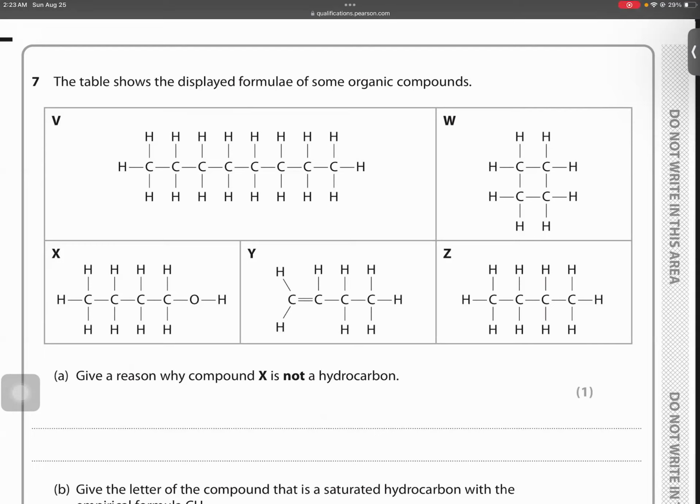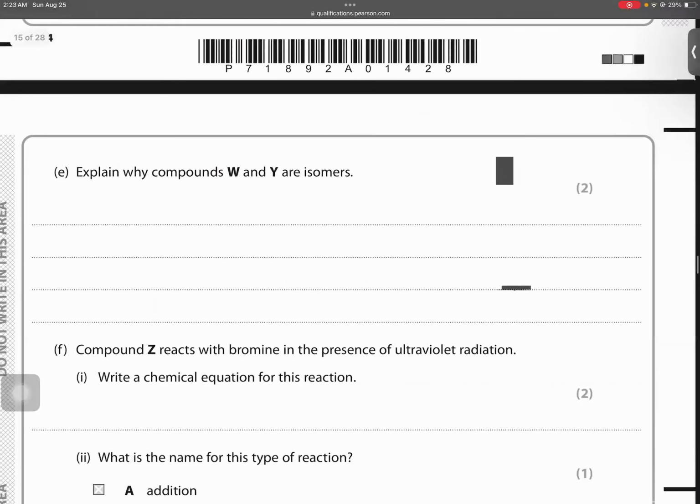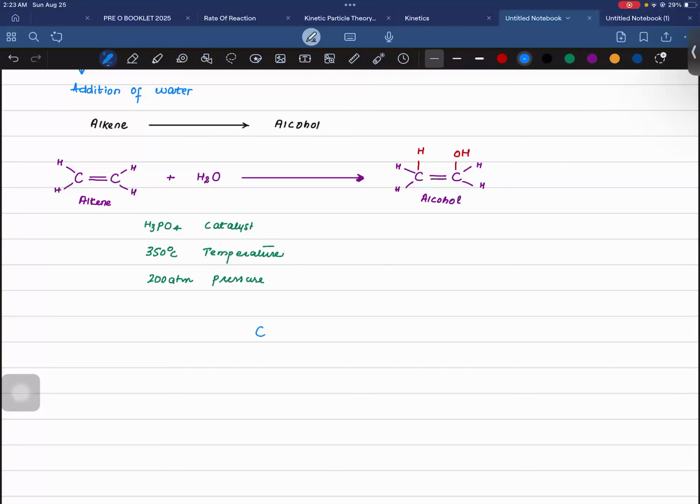Structural formula means, like, Y is butene. So this is the butene. So butene is this. This is a structural formula. Okay.